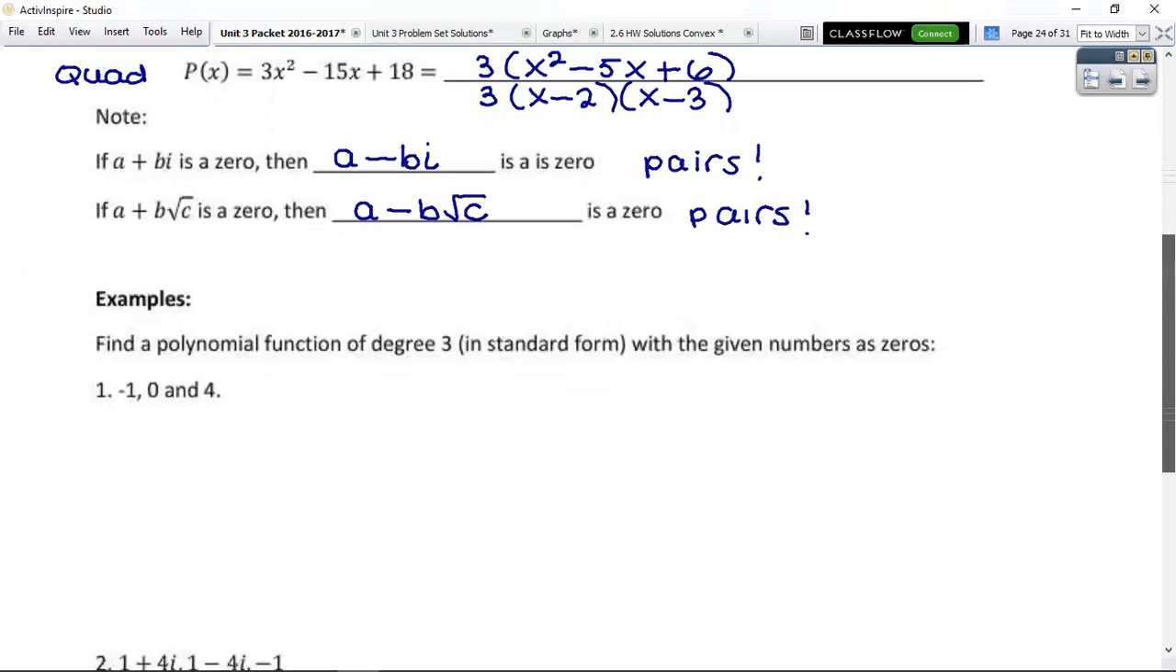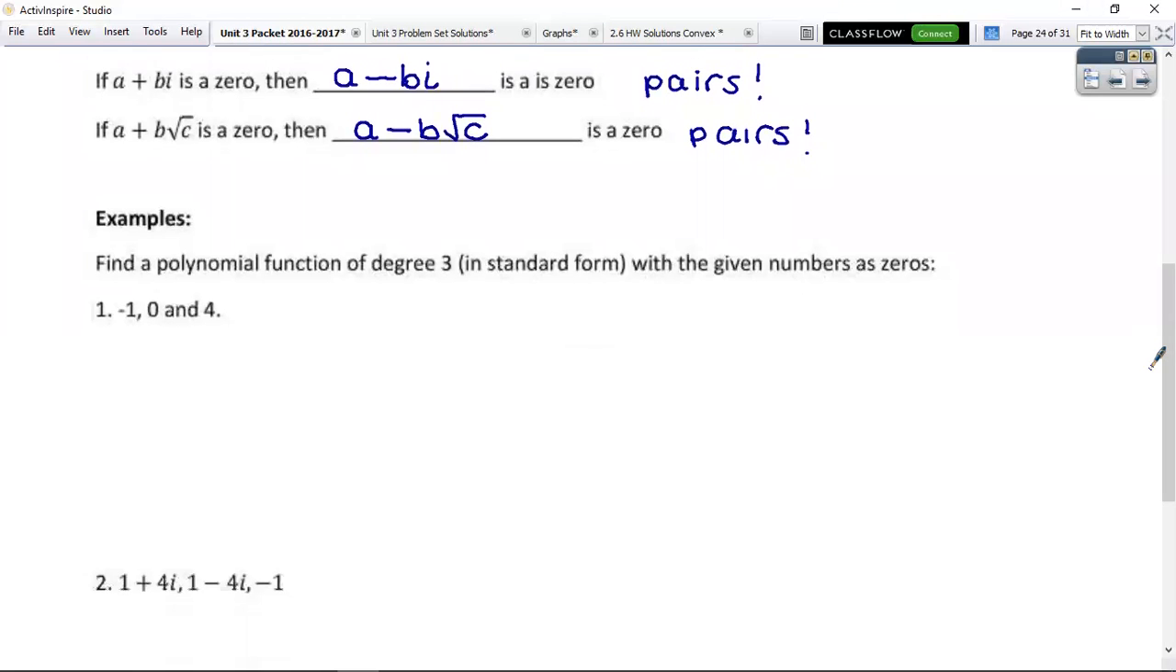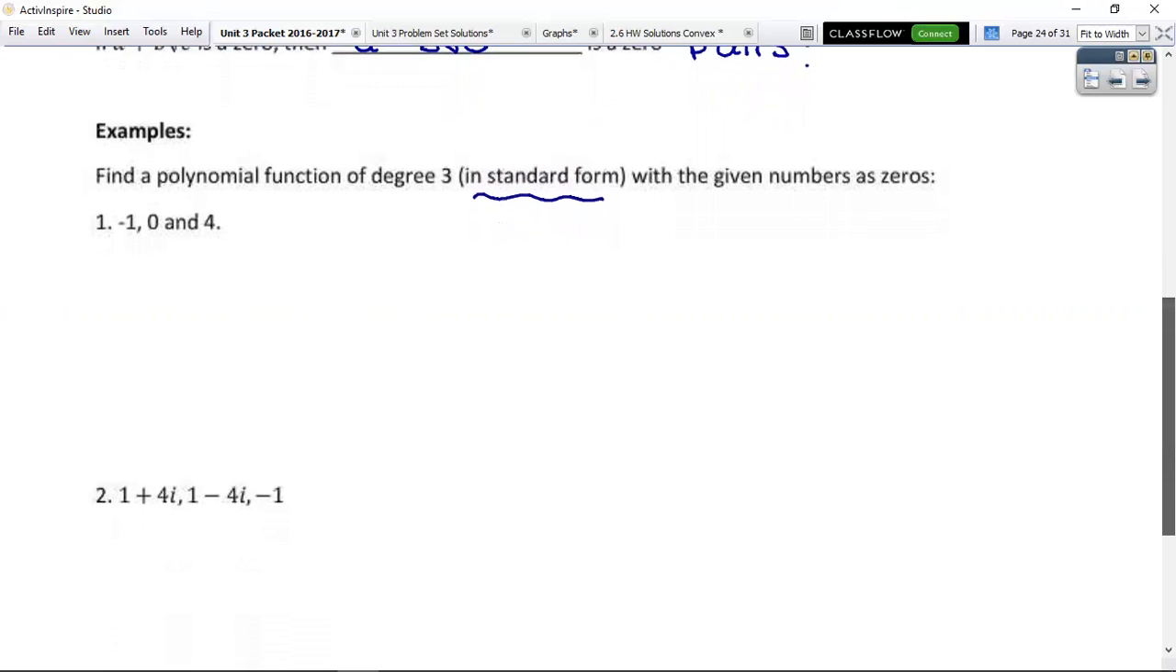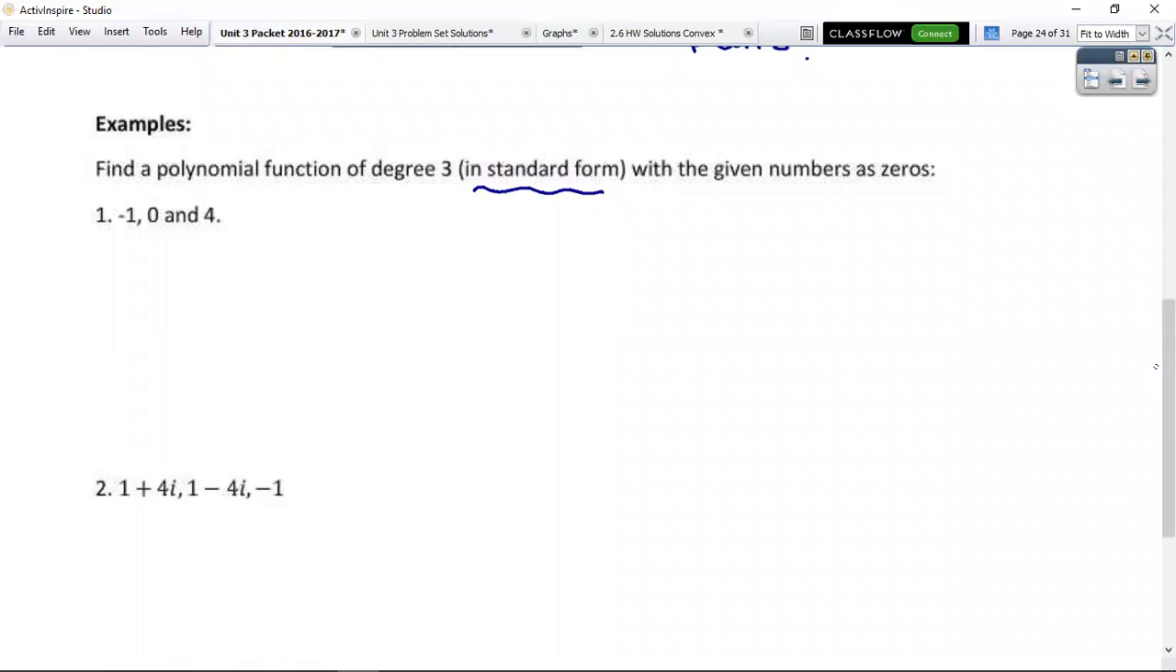So here's your first one. Find the polynomial function of degree 3 in standard form, just like you did on your quiz, with the given numbers as zeros. So this one is all taken care of for you already. So the first thing you do is you write this in factored form, just like you did yesterday. So to write this in factored form, you're going to take all of your signs and you're going to flip them.